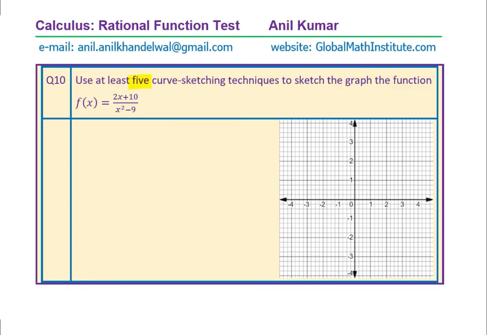Here is question 10 for you. Use at least 10 curve sketching techniques to sketch the graph, right? So it has a horizontal asymptote. So we can write the function f of x as 2 is common, x plus 5 in the numerator, and we have x plus 3 times x minus 3 in the denominator. So I'd like you to actually sketch this particular graph. It may look like something, plus and minus 3. So you have obviously vertical asymptotes as shown.